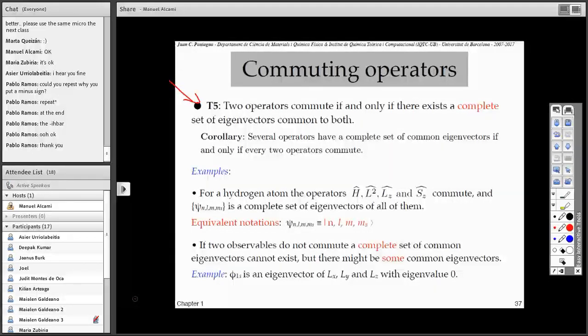Eigenvectors of both. And we can extend it to several observables, and in that case the condition for them to be compatible is that any pair of operators commute. We have to check that all the pairs commute. Well, examples that you perfectly know: for the hydrogen atom, these four operators commute, and we often use a basis set in which we use four quantum numbers that precisely represent the eigenvalues of these four operators. Three if we do not consider the spin.